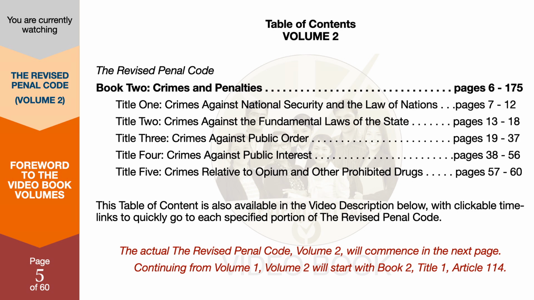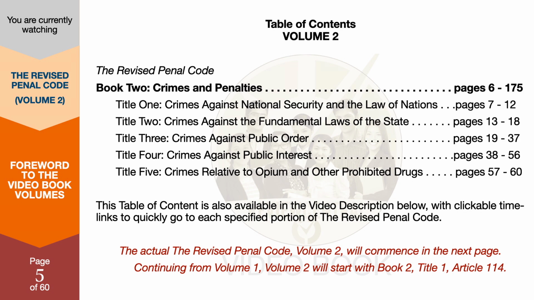Title 3, Crimes Against Public Order, pages 19 to 37. Title 4, Crimes Against Public Interest, pages 38 to 56. Title 5, Crimes Relative to Opium and Other Prohibited Drugs, pages 57 to 60.